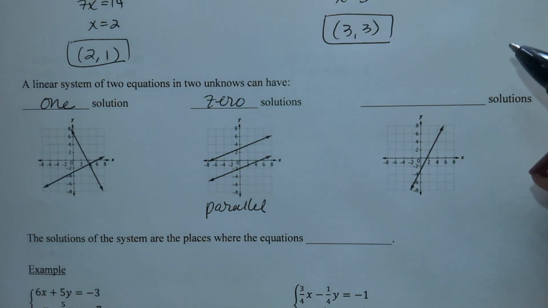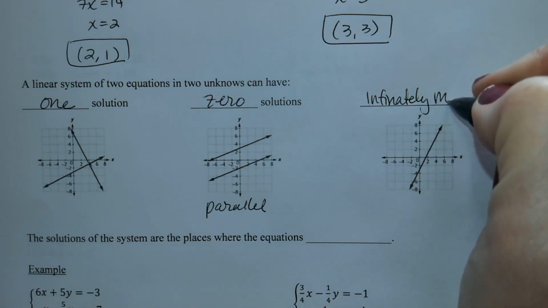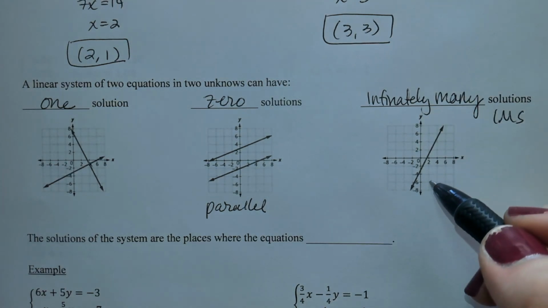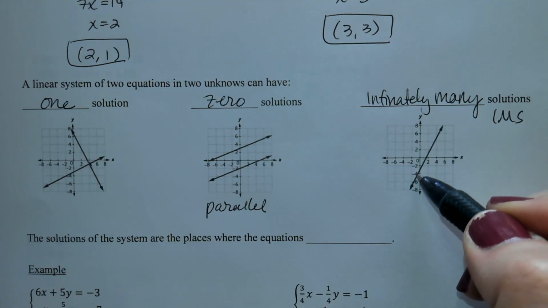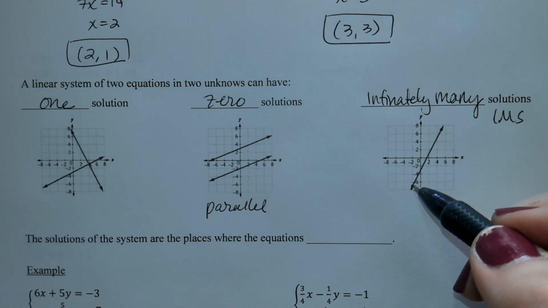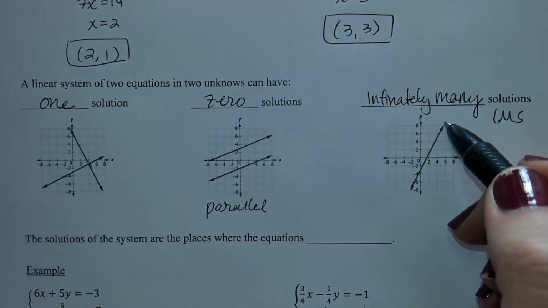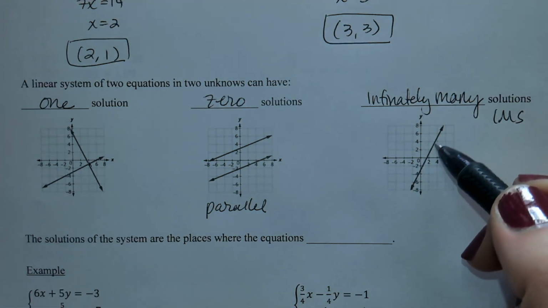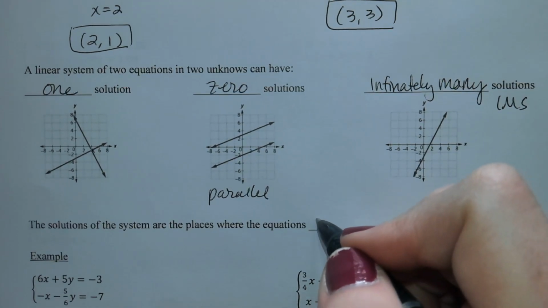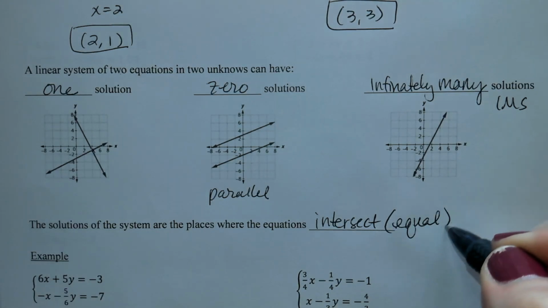And then you can actually have what's called infinitely many solutions. We usually just write IMS for infinitely many solutions. And what that means is this equation is actually on top of the other one. You just can't see it. So they're the same equation. They don't look like it right away, but they are the same equation and they're sitting on top of one another. So they hit at all of these points. That means there's infinitely many times that these two lines hit. So it's called infinitely many solutions. The solutions of the system are just places where the equations intersect. Mathematically, it's where they equal each other.